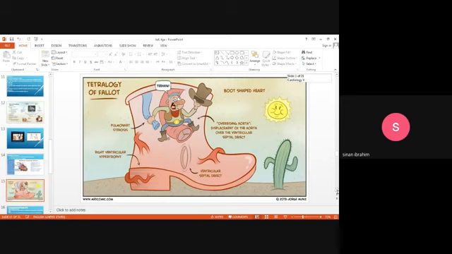A picture of the top, we see the four parts as we saw previously.